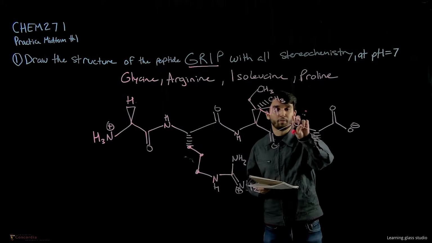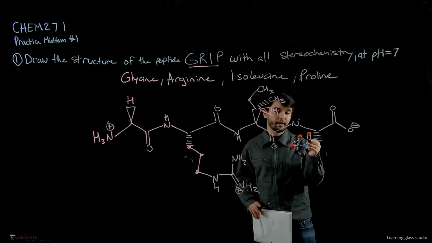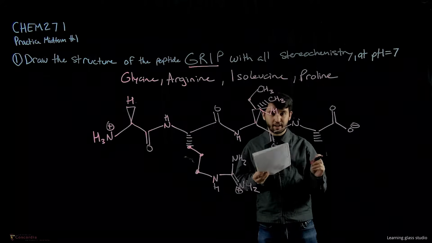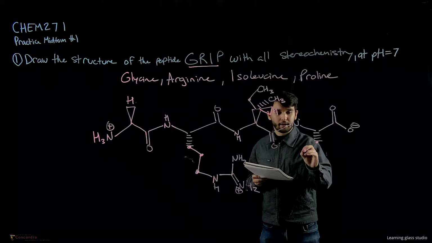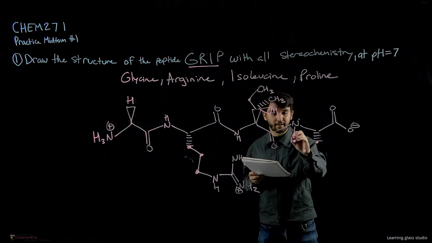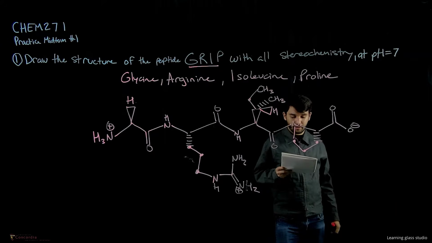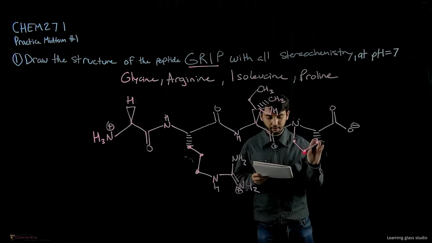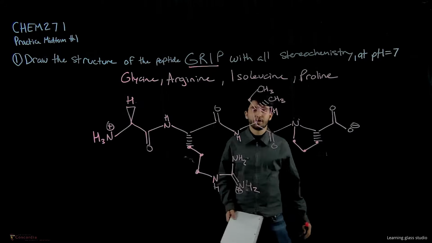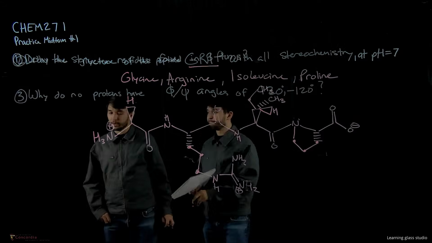Lastly, we have proline. So proline's interesting because it is a cyclic amino acid, meaning that the R group is actually connected to the nitrogen in the backbone. So in order to get this, there are 3 carbons here that make up the ring, and then we have this connected to the nitrogen, and then these connect back to the alpha carbon. Okay, but this part right here is still going into the page. And that gives us the peptide GRIP, the correct stereochemistry, and with the correct charges at pH 7.